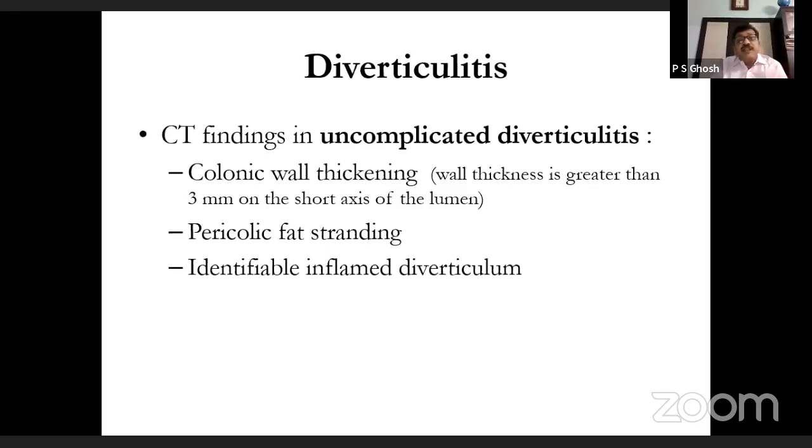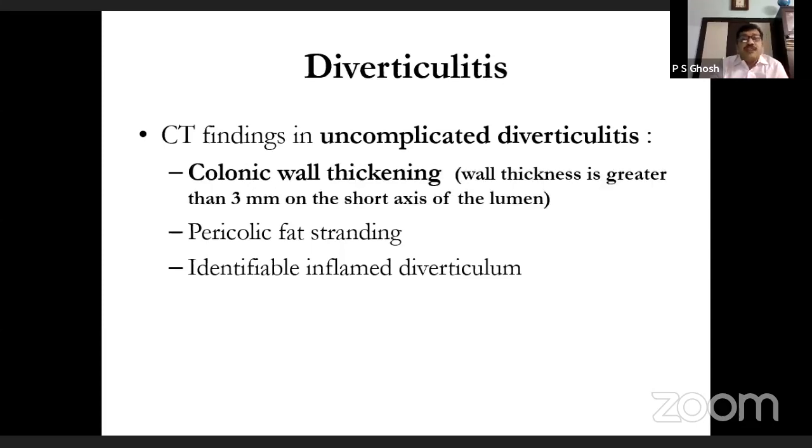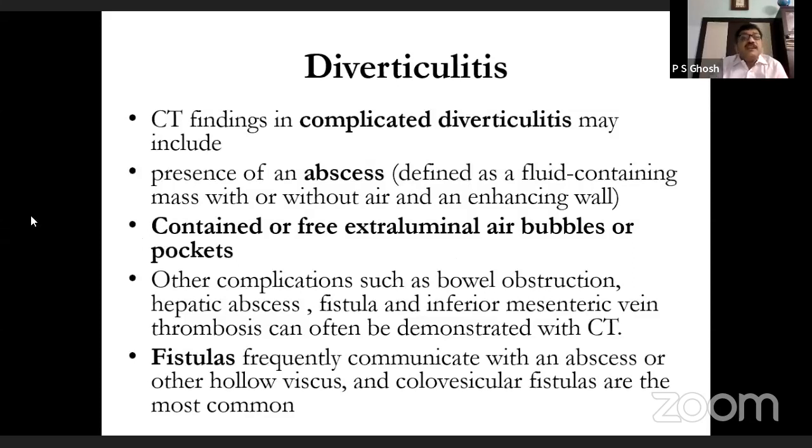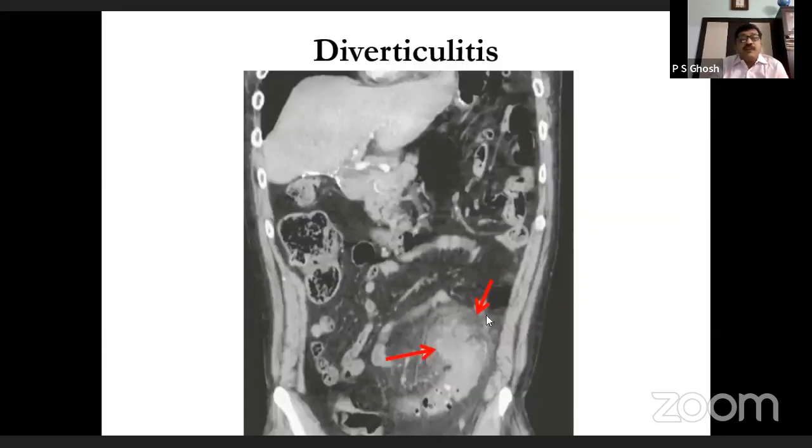Now, CT findings in case of uncomplicated diverticulitis are colonic wall thickening and, very importantly, pericolic fat stranding or inflammatory changes. An identifiable inflamed diverticulum is sometimes or rarely seen. Now, CT findings of complicated diverticulitis are abscess formation, extraluminal air bubbles or pockets, and, very importantly, sometimes fistula formation.